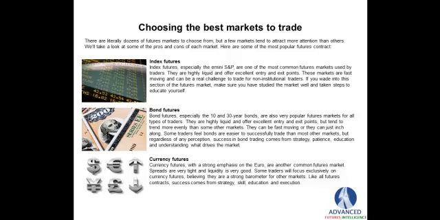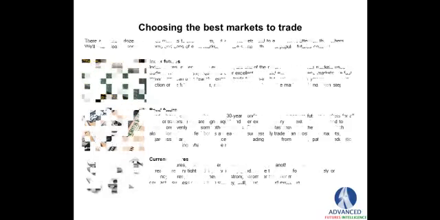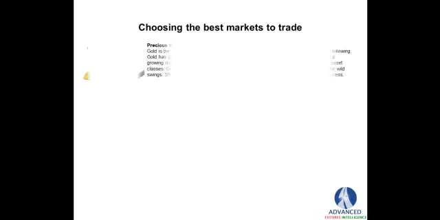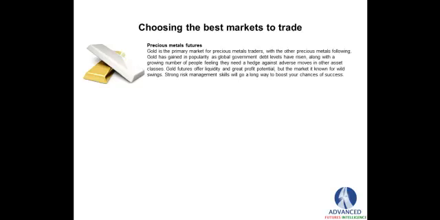Now, these are all what we call financial futures. There are also hard assets or commodity futures. So, for example, precious metals, primarily gold, and gold is the primary market for precious metals traders, with other precious metals markets following. Now, gold has gained in popularity as global government debt levels have gone up, up, up, and up, along with a growing number of people who feel that they need a hedge against adverse moves in other asset classes like real estate or paper currencies.